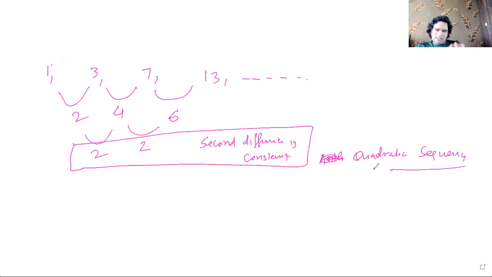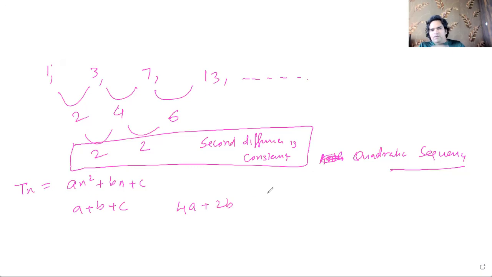Generally there's a logic behind this. If I have a quadratic sequence with the nth term formula given by an squared plus bn plus c, and I write down the same thing for this sequence, you will notice that if I take n as 1, a plus b plus c will be my first term. If I take n as 2, it will be 4a plus 2b plus c. If I take n as 3, it will be 9a plus 3b plus c, and so on. If I take the difference of these, there will be 3a plus b here, and this will be 5a plus b. If I subtract them, you'll get 2a.